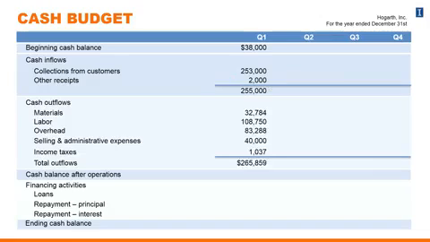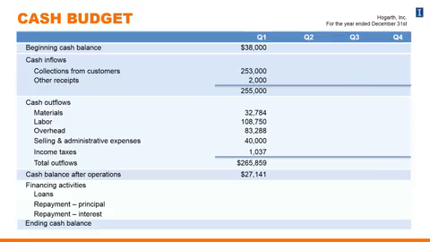and we talked about cash outflows for selling and administrative expenses. We also have cash outflows for income taxes. Total outflows for Q1, per all the schedules in detail, is $265,859. So beginning with $38,000 and counting the cash inflows of $255,000, and then subtracting the outflows of $265,859 leaves us with a balance of $27,141 in cash at the end of Q1.